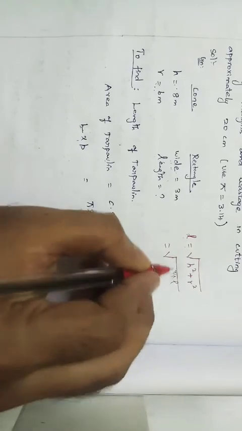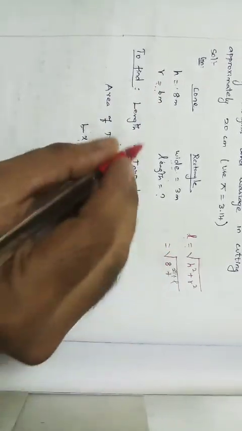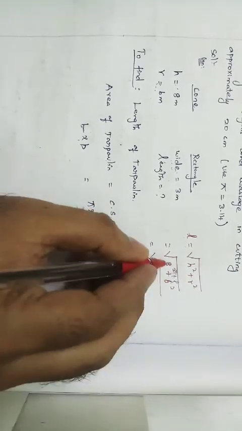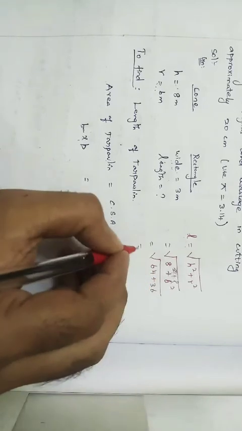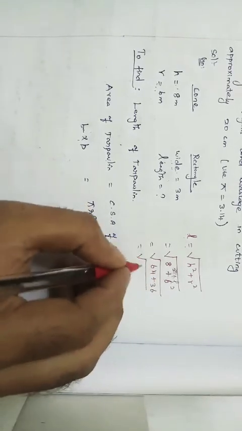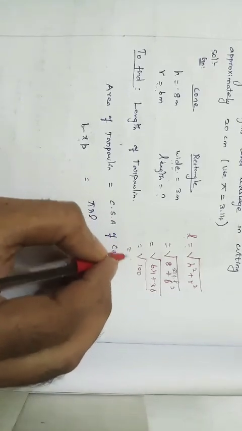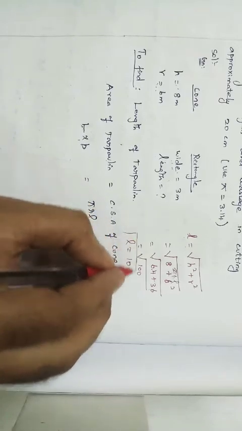So square root of, what is the value of h? 8 meter. So 8 square plus 6 square, right? 8 square plus 6 square is equal to the square root of 64 plus 36. So square root of 100, right? 64 plus 36 is 100. Square root of 100 is equal to 10, right? So 10 meter, right? L is equal to 10 meter.